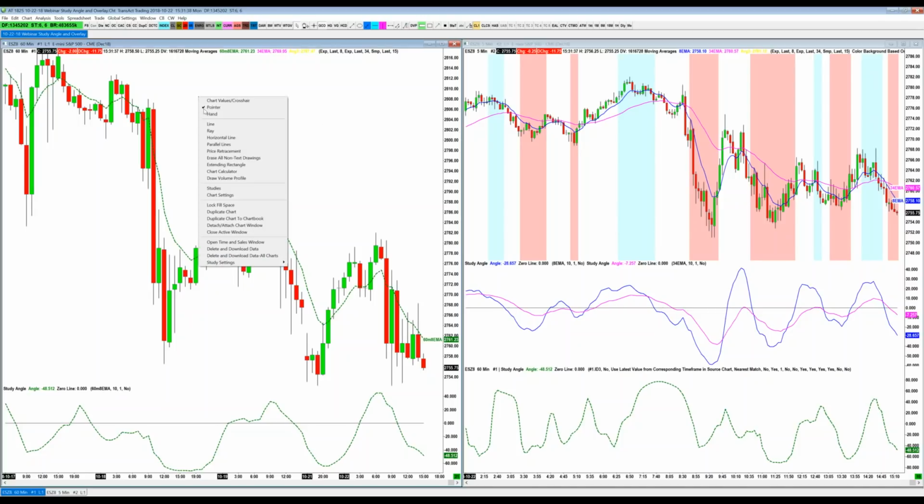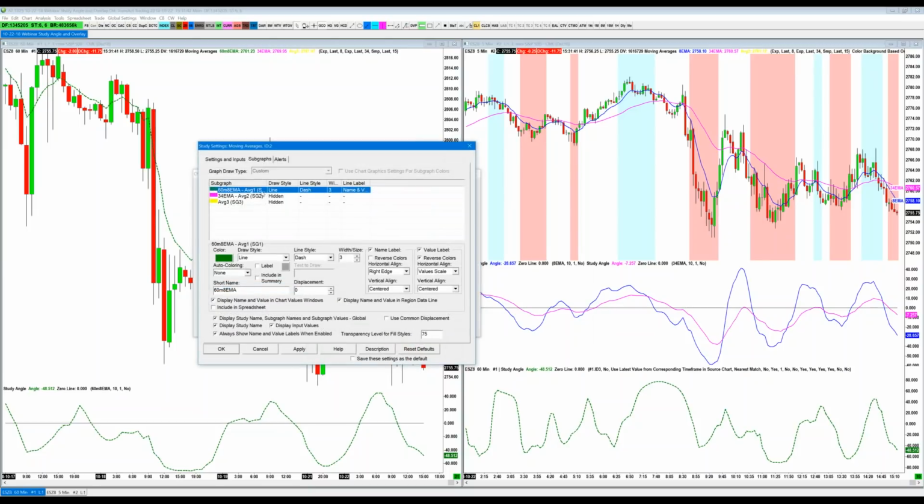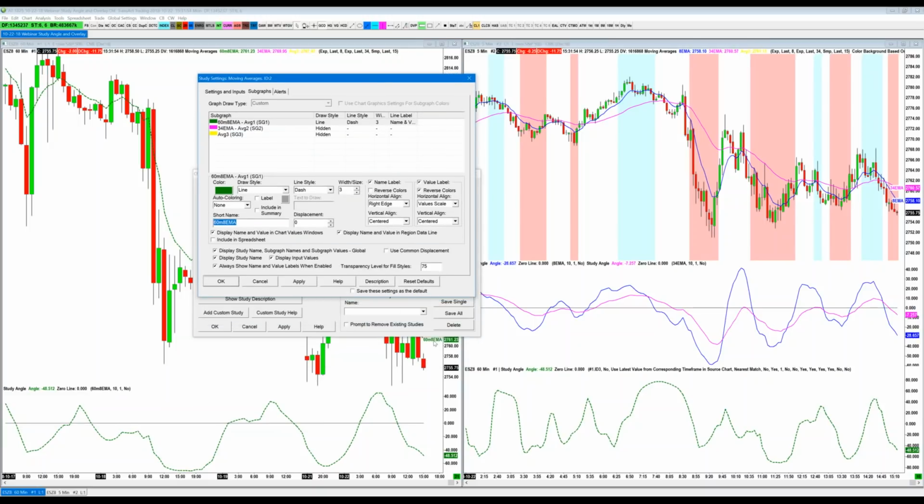So if we were to go right-click studies, we'll see that there's a moving averages study, although you'll notice that I have only the one displayed. I don't have the other two displayed. They're both set to hidden. All right, I have this little short name here with the name label checked, which is why I'm getting the behavior of the label being visible.